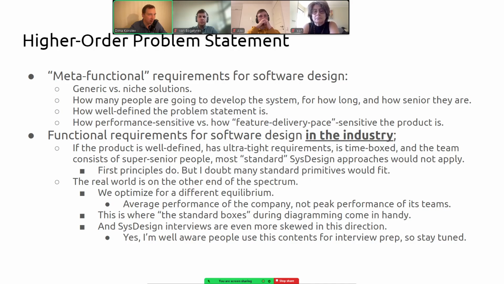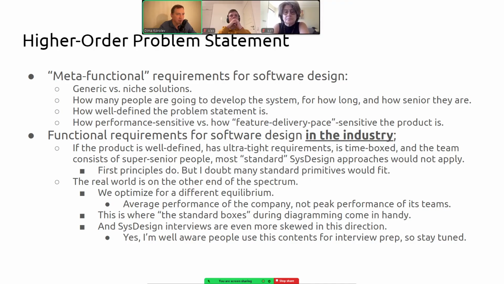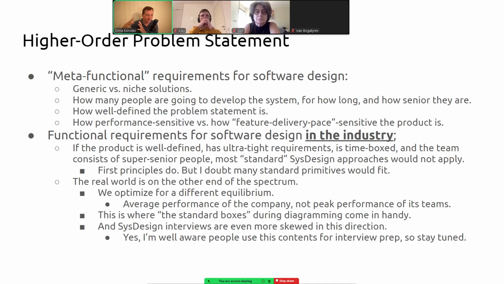The industrial software design has to do with no tight requirements, no time boxing, and you have to design for the large company developers, coders, people, maintaining the software over time. And that's exactly where standard boxes come into play. That's why we do SysDesign. I'm not trying to say that SysDesign is useless.